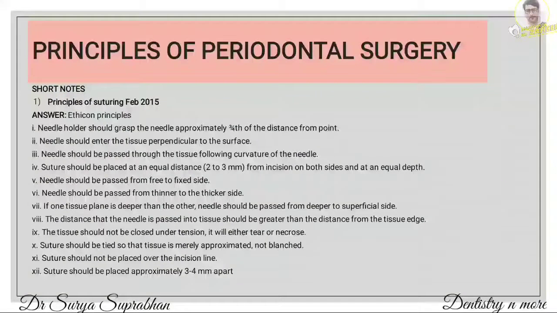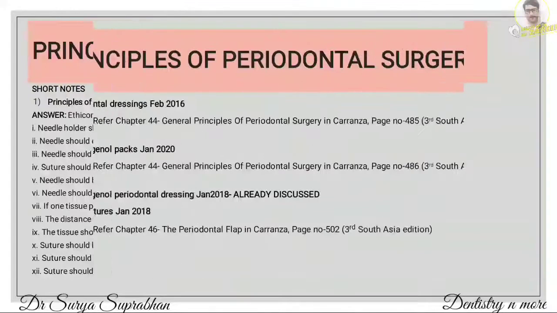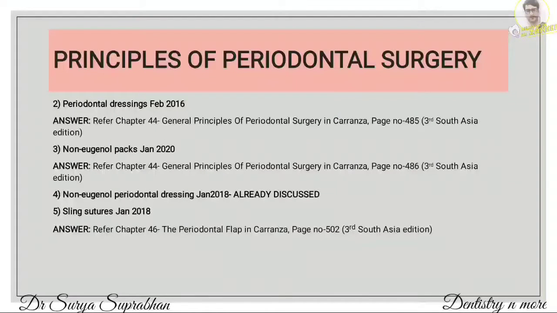Then coming to principles of periodontal surgery, the principles of suturing. Principles of suturing, it is the Ethicon's principle. There are 12 principles he has enlisted. You should write each and every one of them. Coming to principles of periodontal surgery. So what is periodontal dressing? For this you refer chapter 44, general principles of periodontal surgery in Carranza, page number 485.